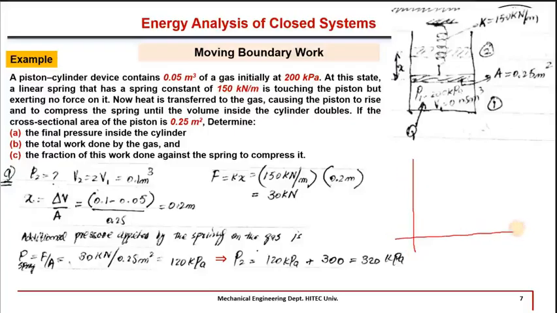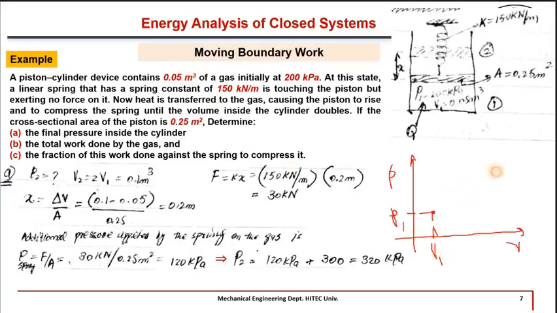So here is the PV diagram of this problem. The working substance is gas, so there is no need to show the dome. This is the initial pressure and initial volume. This is P1, which is 200 kilopascal. Initial volume is V1, which is 0.05 meter cubed.